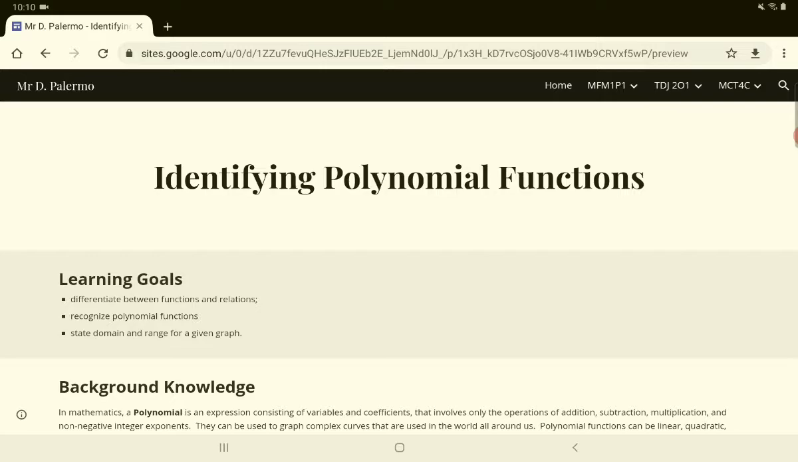So our learning goals for this lesson are to differentiate between functions and relations, which we have already reviewed, recognize polynomial functions, and recognizing them from their graphs, from their tables, and also from their equations, okay? That's important. And stating domain and range for a given graph.